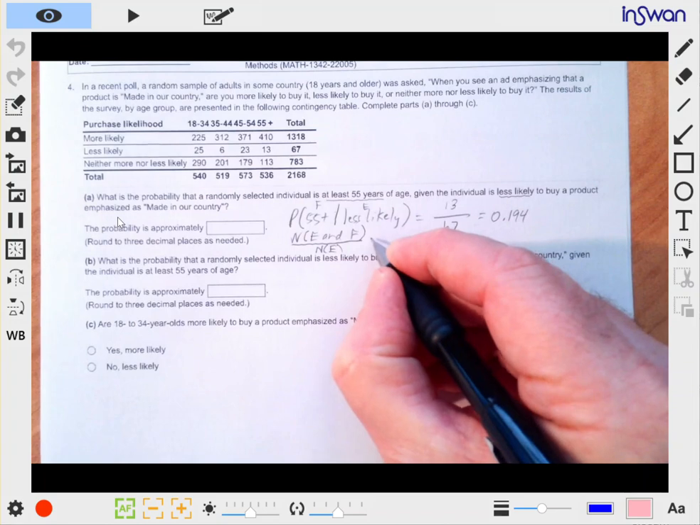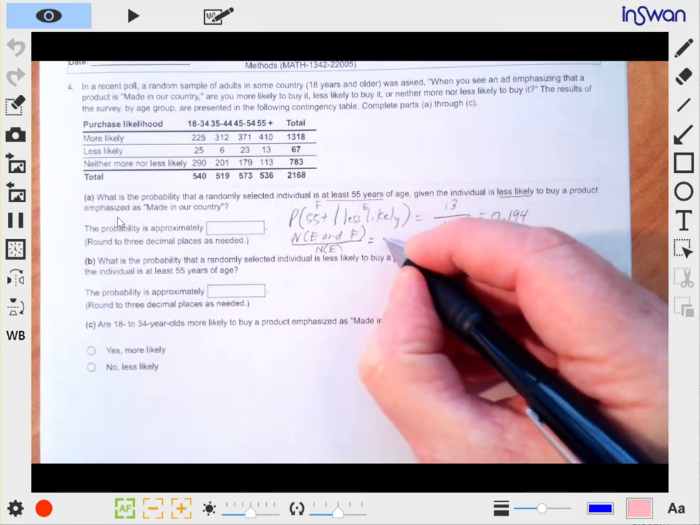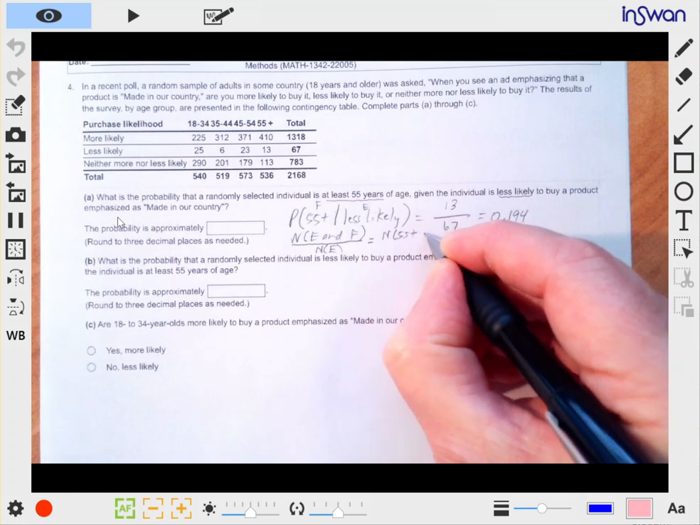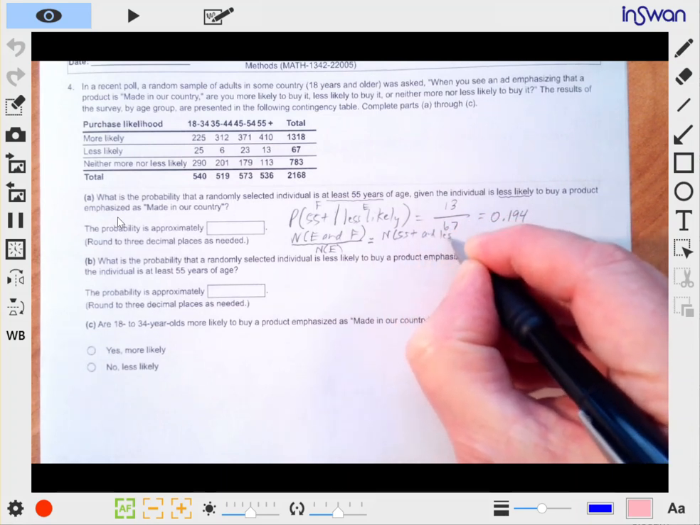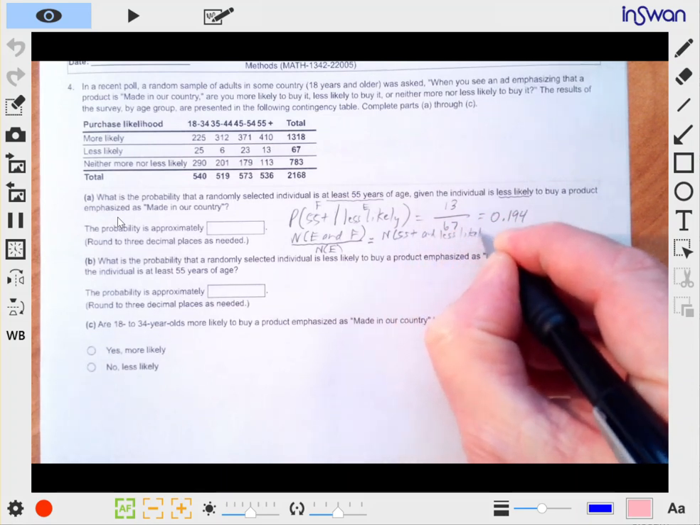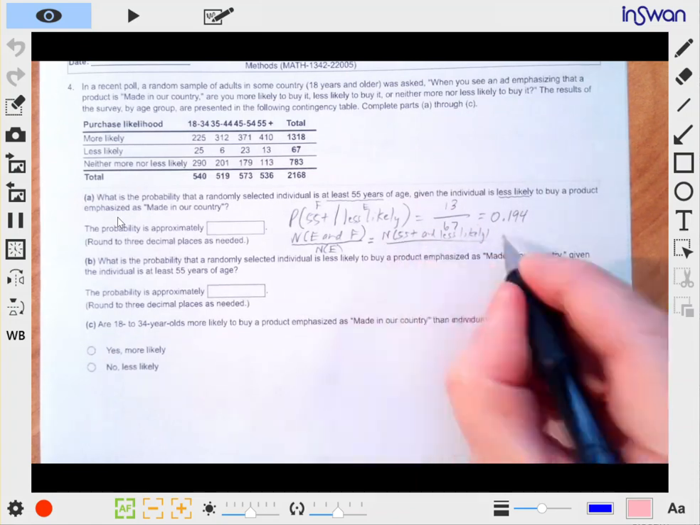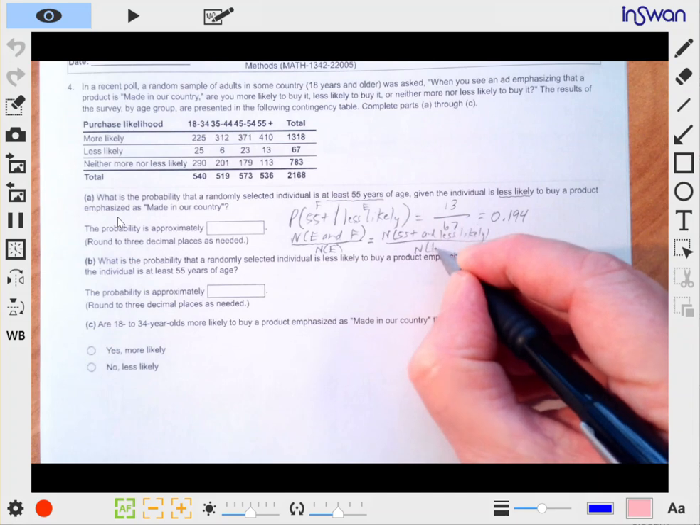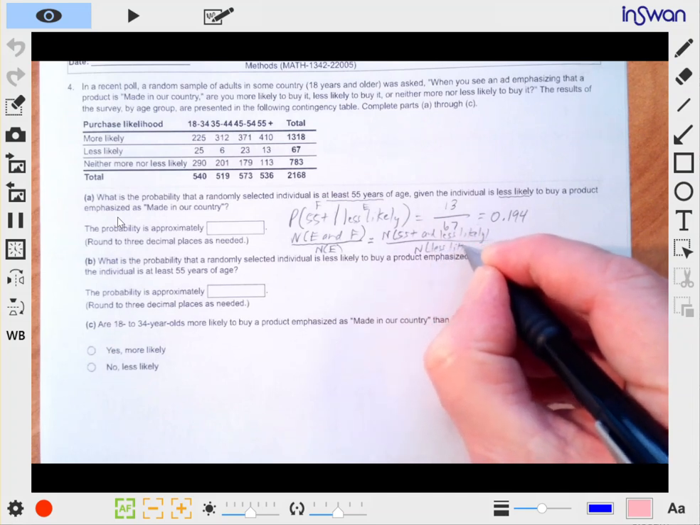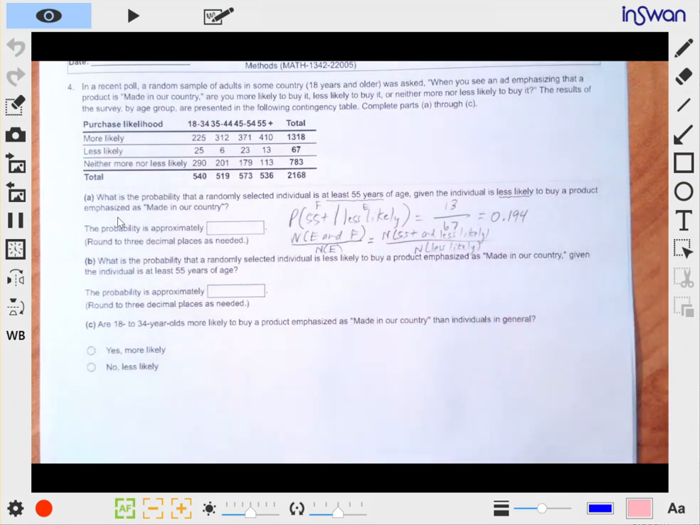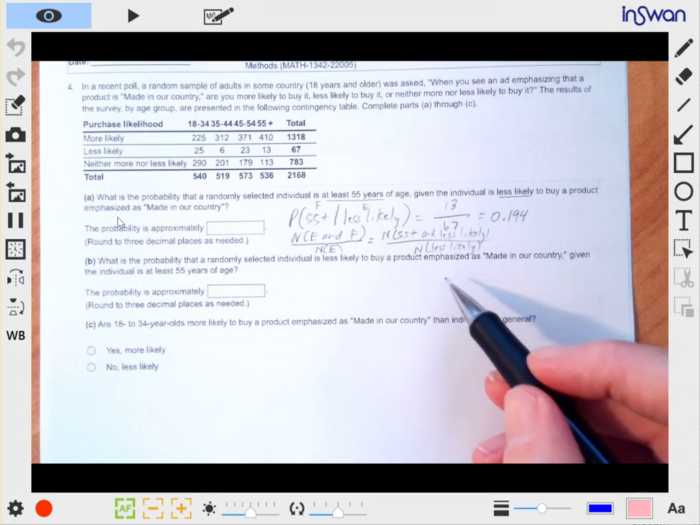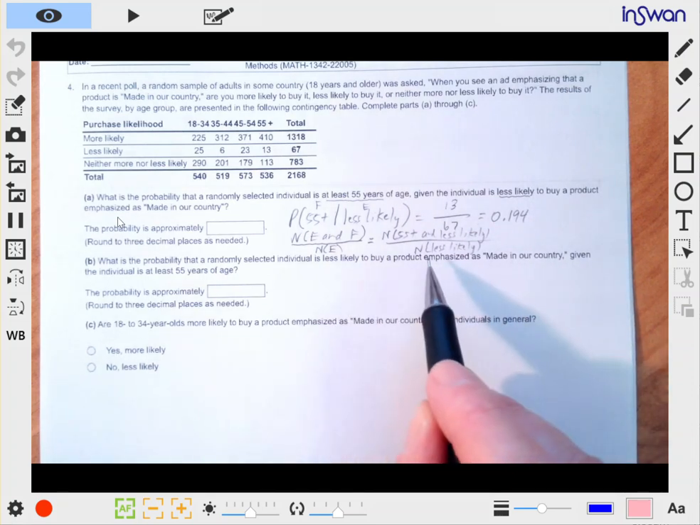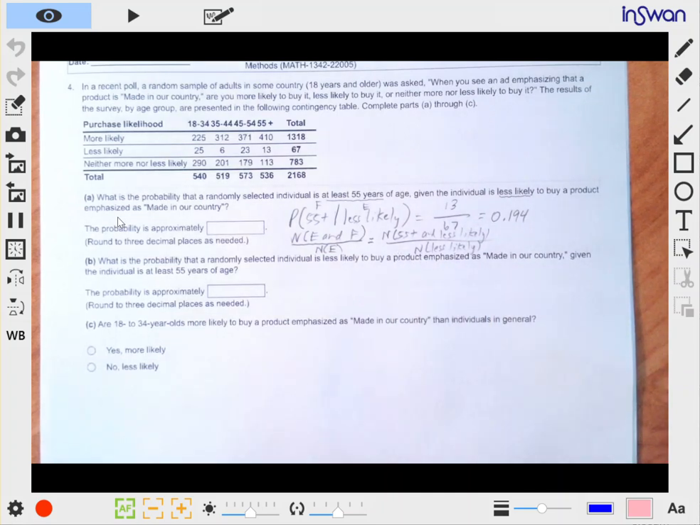All right, in fact, let me just go ahead and do this here. This is equal to the number that are 55 plus and less likely divided by the number who are less likely. So that would match it to this problem here. Okay, so that should be good for that one.